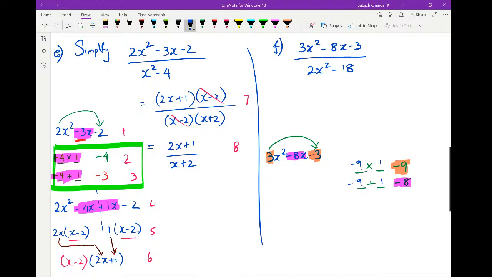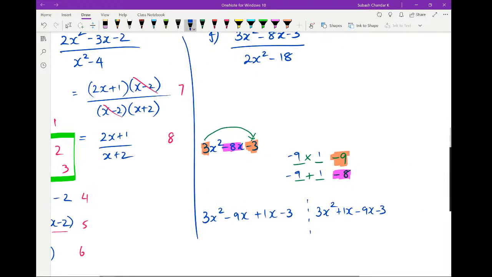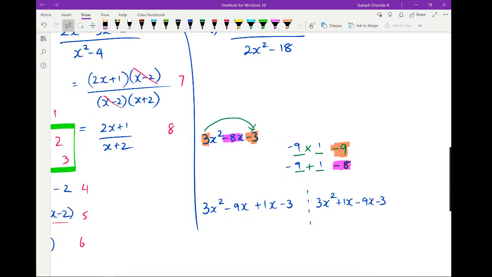Now, some people ask me whether it matters which way you go when you have negative 8x. I want to show you guys this. Some people might do 3x squared minus 9x plus 1x minus 3. Or some people might do 3x squared plus 1x minus 9x minus 3. It really doesn't matter which way you do it, because either way you still end up with the same quadratic factorization.